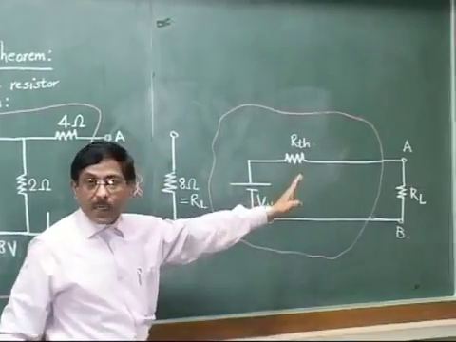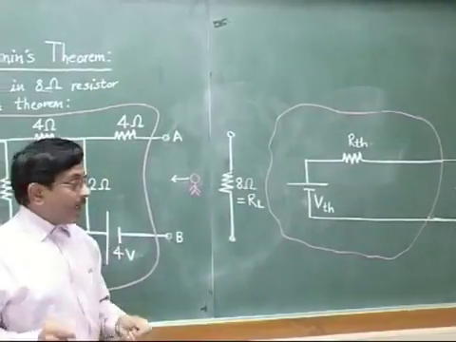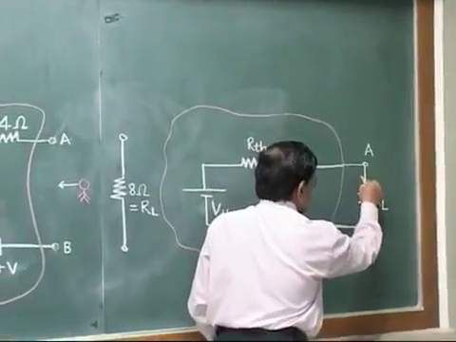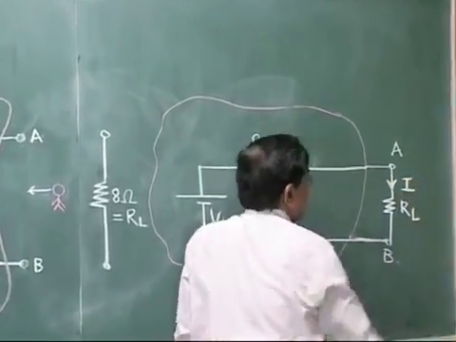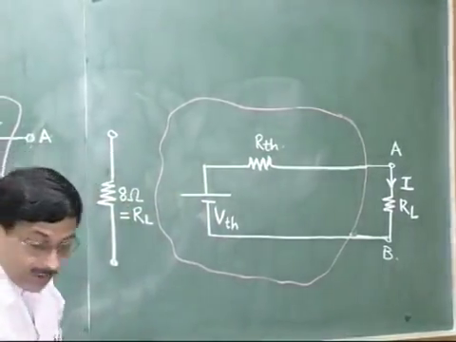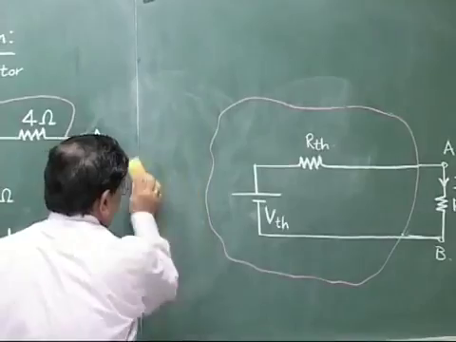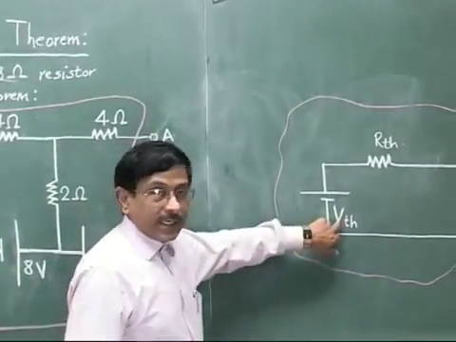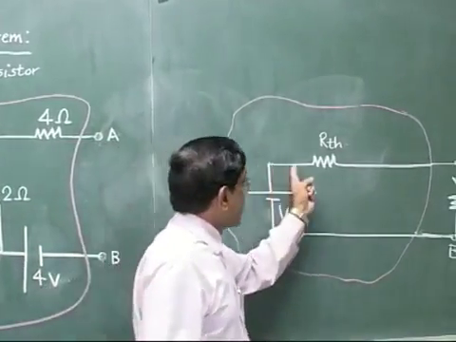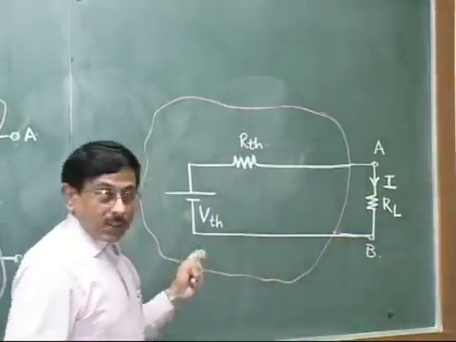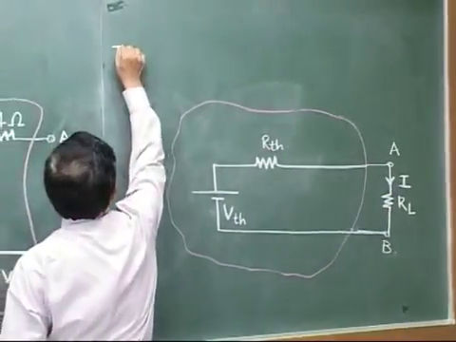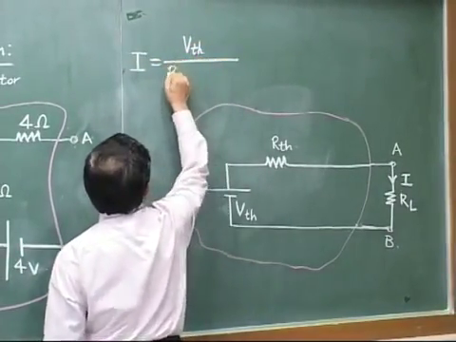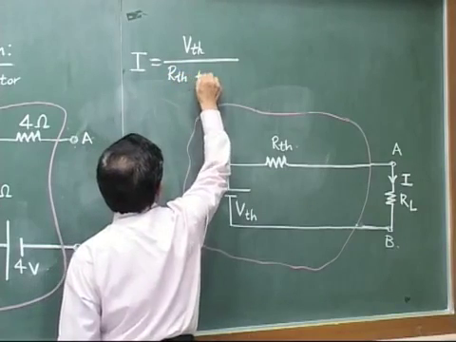And now see, this is a simple series circuit where we can use Ohm's law for determining the current. Suppose the current taken by RL, the load resistance, is some current I ampere. Just use your Ohm's law and tell me what would be the answer for the current. Simple. What is the total voltage acting in the circuit? It is VTH. What is the total resistance acting in the circuit? RTH in series with RL. So what would be the current value I? The current value I would be equal to VTH divided by RTH plus RL.